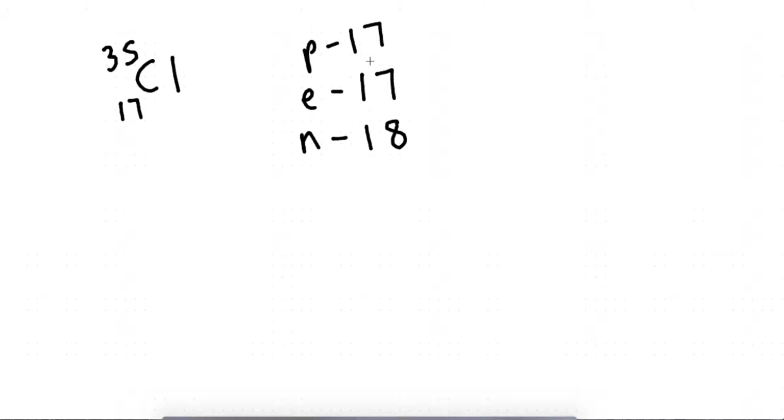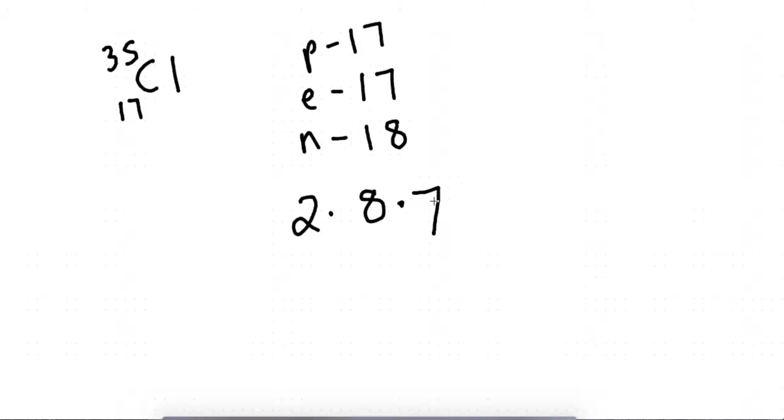But now we only care about electrons. What is the electronic configuration? We don't even have to draw it. Just look at this. The first shell will have 2. The second shell will have 8. So we've already used 10 of the electrons. 17 minus 10 is 7. The last shell will have 7 electrons.